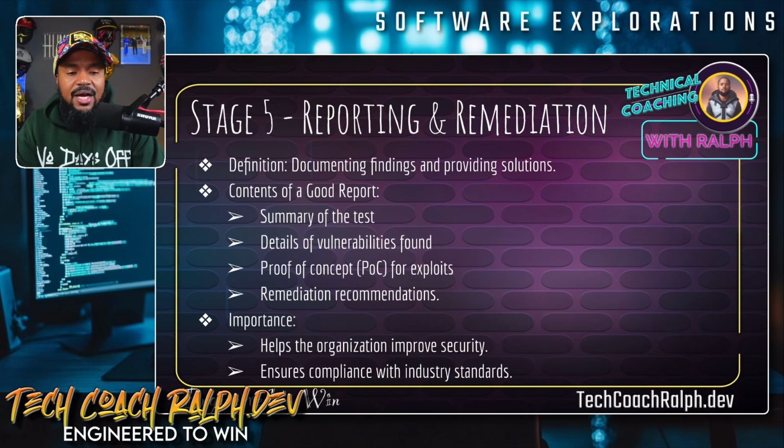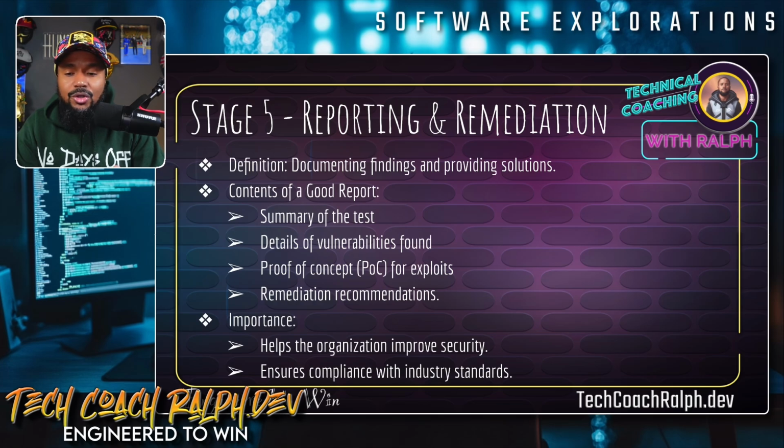And then stage 5, reporting and remediation. The definition of this is documenting findings and providing solutions. Both sides of it are very important. This is how I got in. This is what I found. These are the vulnerabilities. I think you're doing a great job if you can provide great documentation of what you found.